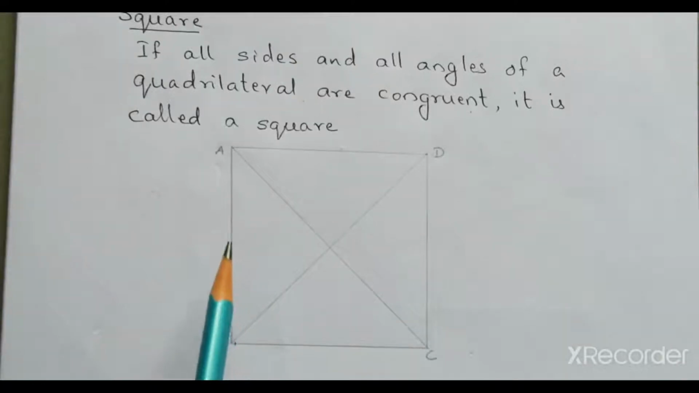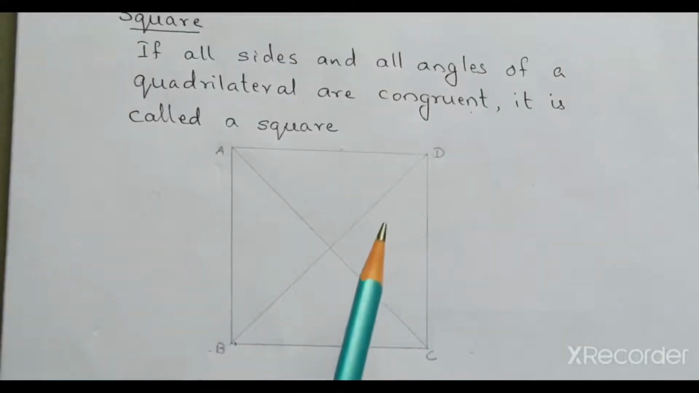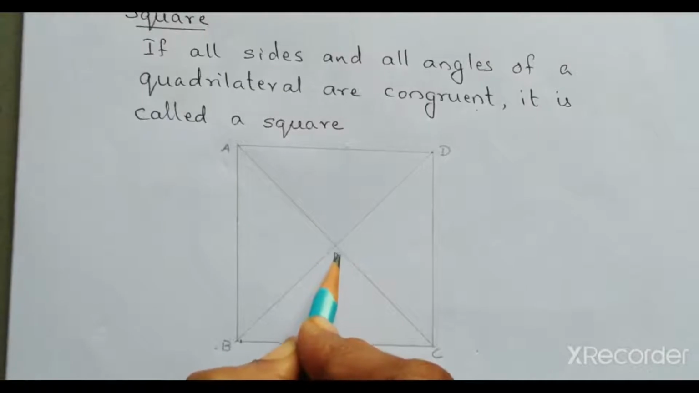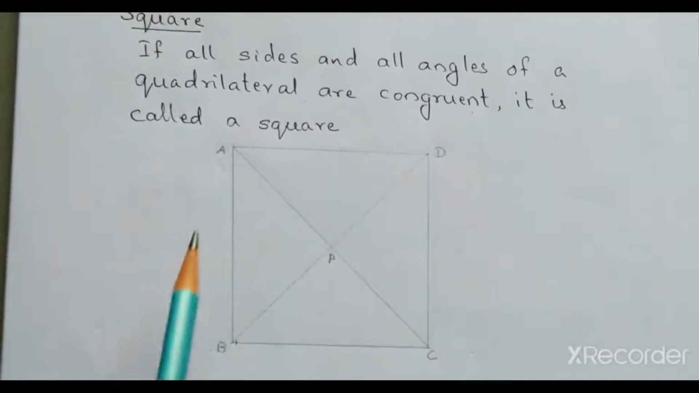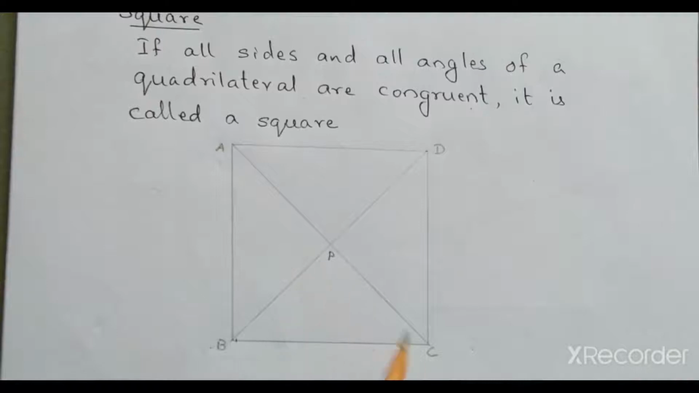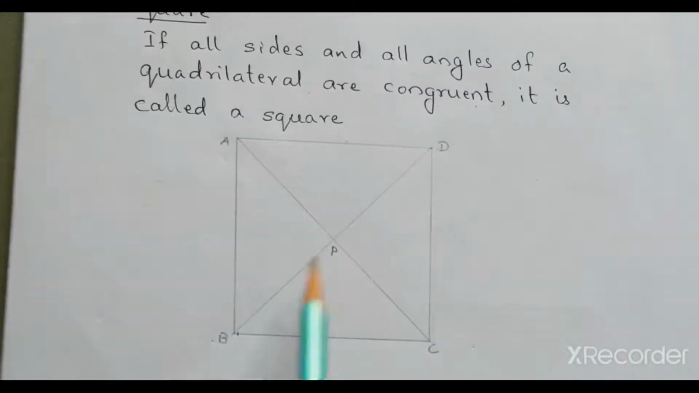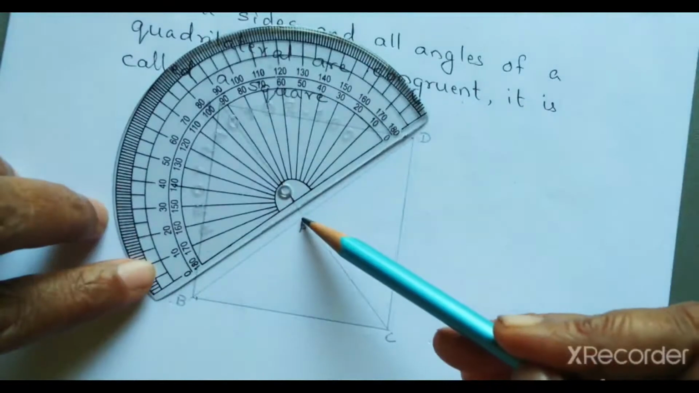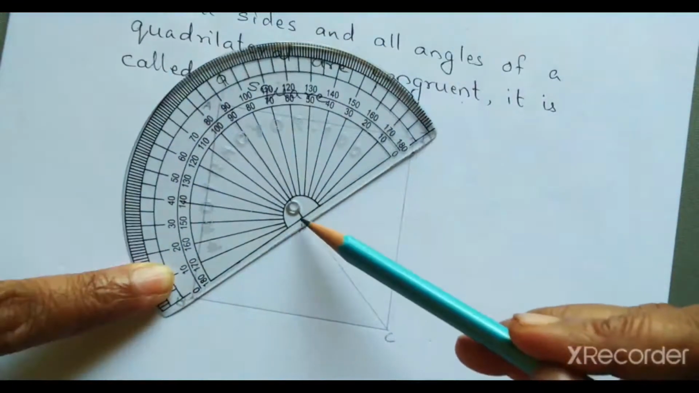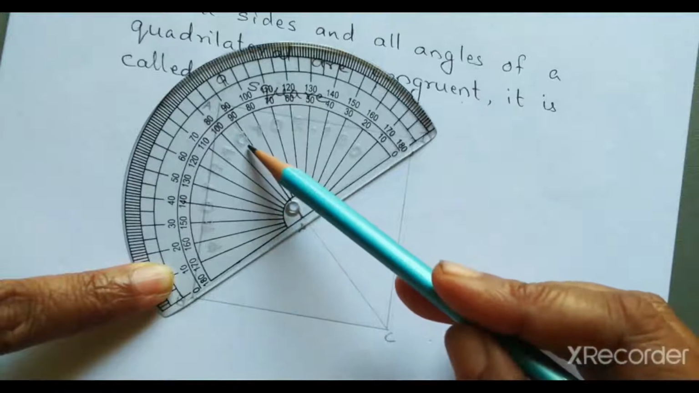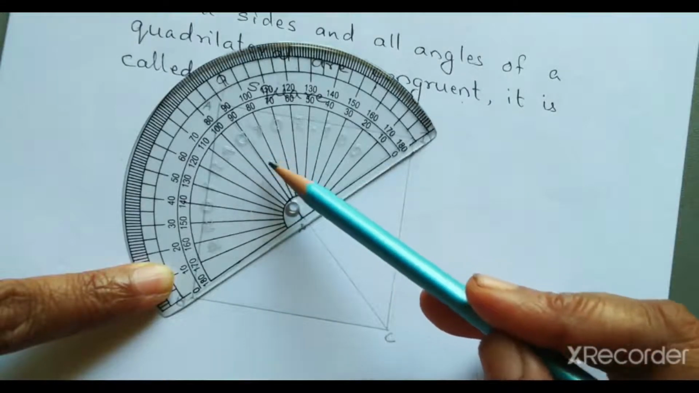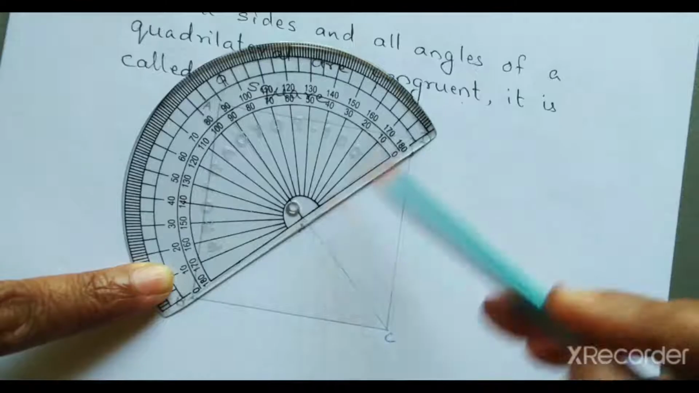Now here again, if you check the length of the diagonals AC and BD, you will see that the length of AC and BD are the same. And also, if P is the point of intersection, we see that length AP and PC are equal, and also PB and PD are the same. That means the diagonals bisect each other. If you check the angle made at P, here we can see that the angle made is 90 degree. That means the diagonals are perpendicular to each other.